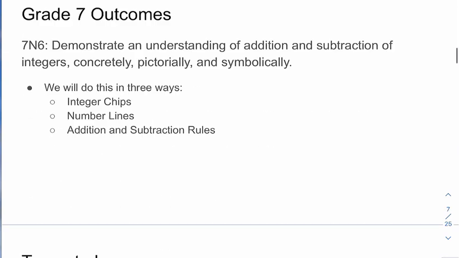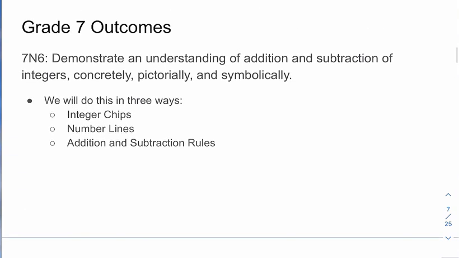So in grade 7, this is what we're going to do. We're going to add on top of that knowledge, and we're going to demonstrate an understanding of addition and subtraction of integers. We're going to take the integers we already know about, and now we're going to add and subtract them. We're going to go through 3 different ways in order to meet the concretely, pictorially, and symbolically parts of the outcome. So we're going to show addition and subtraction 3 ways.